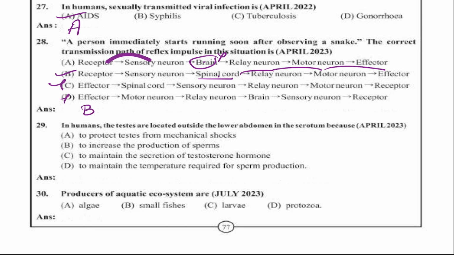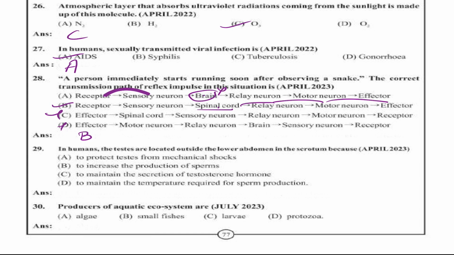Coming to the 29th question. In humans, the testes are located outside the lower abdomen in the scrotum because to protect the testes from mechanical shocks? No. To increase the production of sperms? No. Both are incorrect. To maintain the secretion of testosterone hormone? No. To maintain the temperature required for sperm production? Yes. So the correct answer is option D.